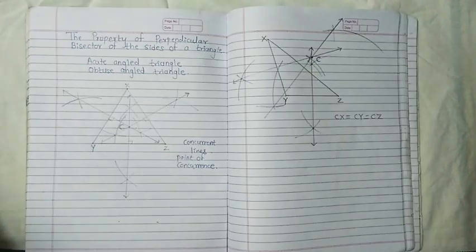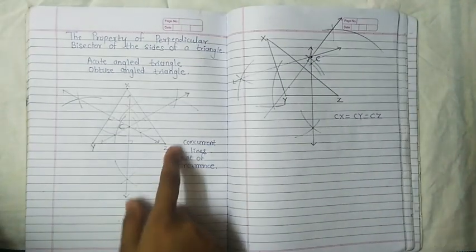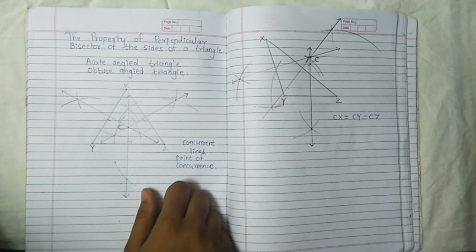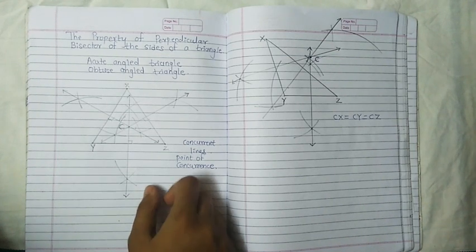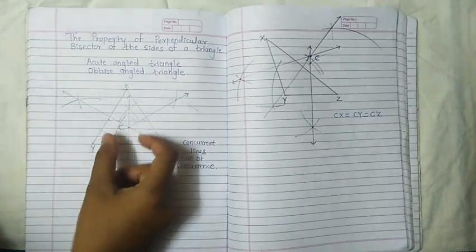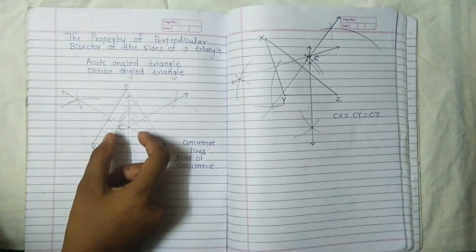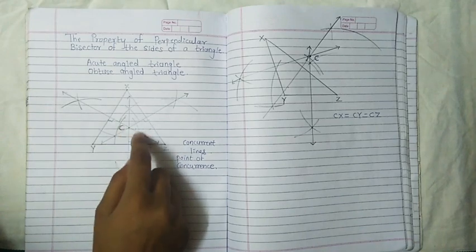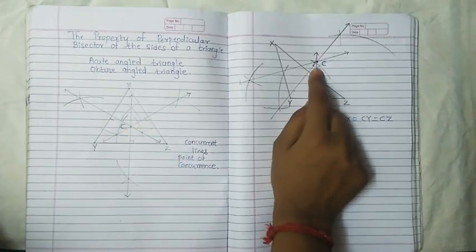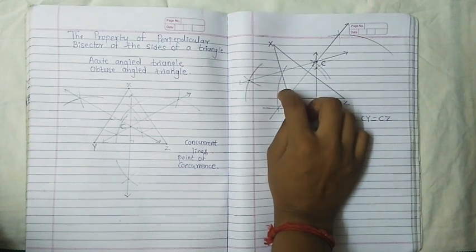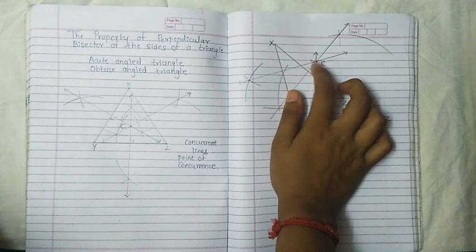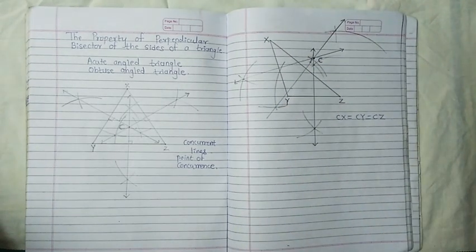Okay. So children, what do we understand from this property? Yes, the perpendicular bisectors of the sides of a triangle are concurrent. And for the acute angle triangle, the point of concurrence is in the interior. And for the obtuse angle triangle, the point of concurrence is in the exterior. Okay, understood?